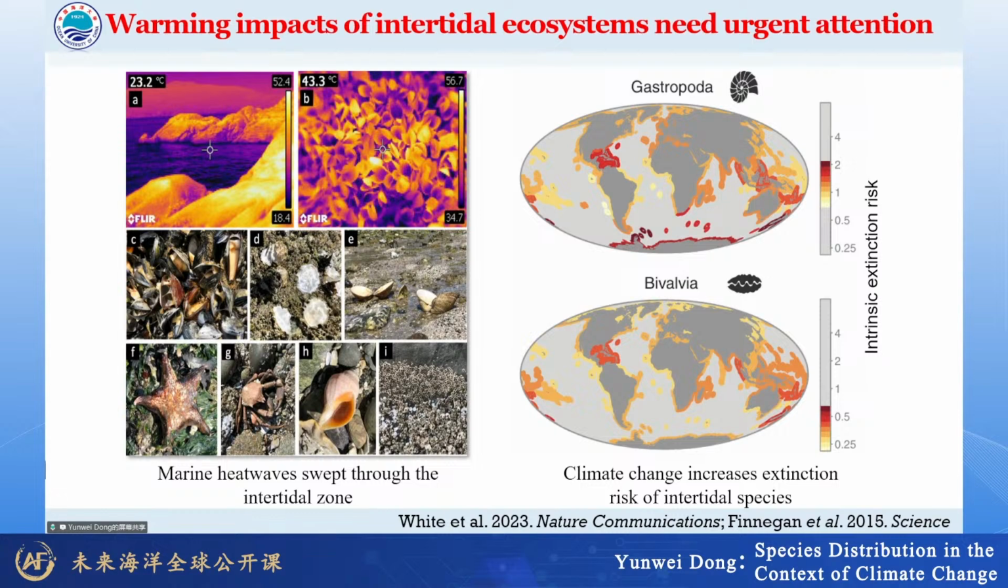There are lots of species living in this area, and also some very important ecosystems, for example, the mangrove, the salt marsh, the rocky shore. So intertidal ecosystems are among the highest biodiversity ecosystems in the world. And for a long term, they have served as a study system for many ecology theories.